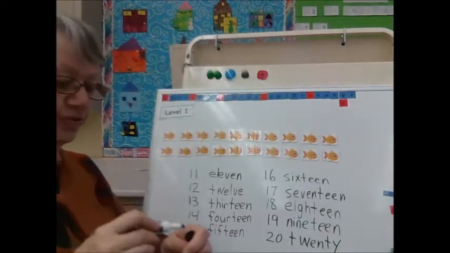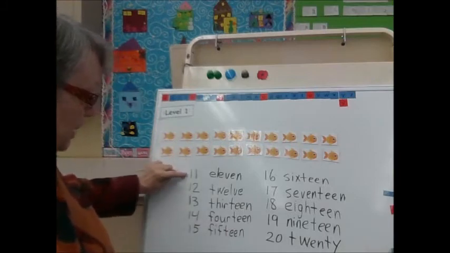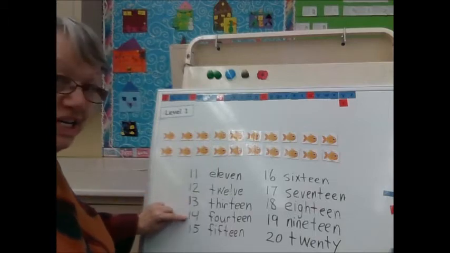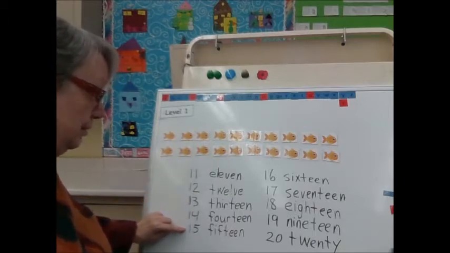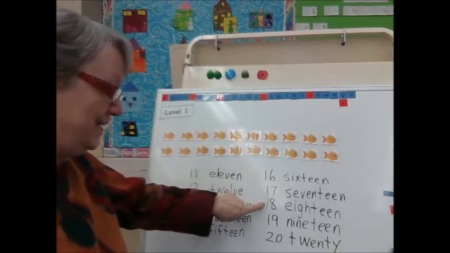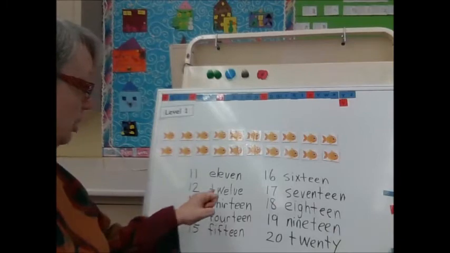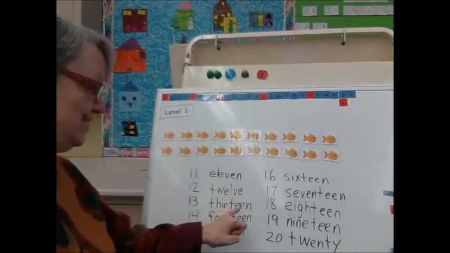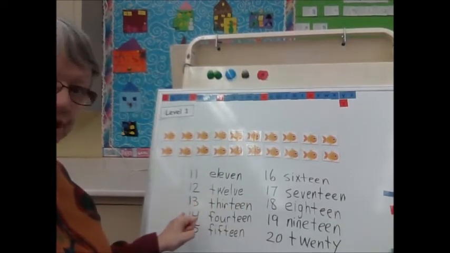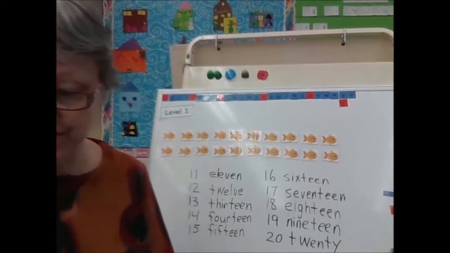Now I want you to notice something, grade ones, that from here I said 11, 12, and then 13, 14, 15, 16, 17, 18, 19. Did you notice something about all of those? For all of those numbers, I said teen. So we need to say teen for some of the numbers as we are going from 10 to 20. We need to say teen, all right?